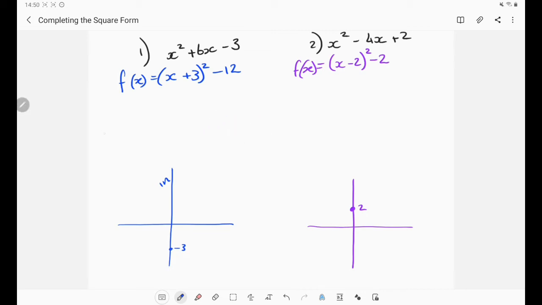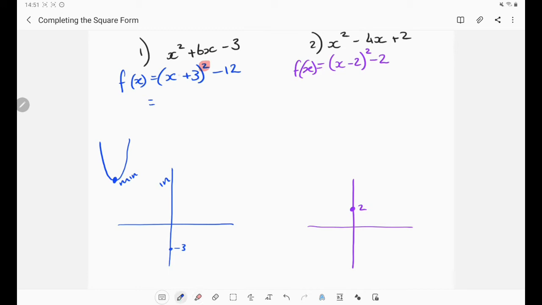What is your turning point? Well, most of the parabolas we deal with, you'll have a minimum turning point because your x squared is going to be positive. Because your x squared is positive, we have a minimum. That means we are looking at how we can make this function as small as it will ever be. We want this to be the smallest or most negative it can possibly be.